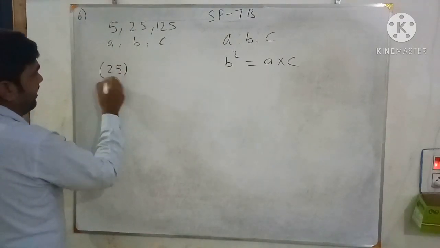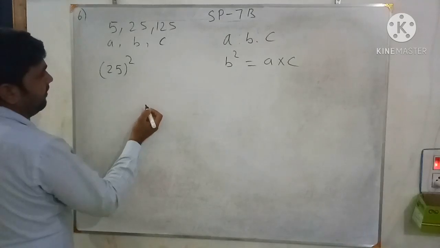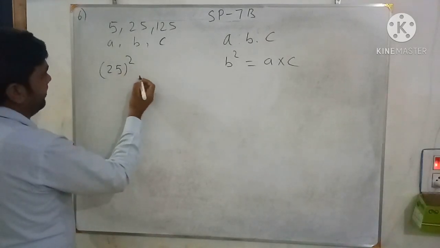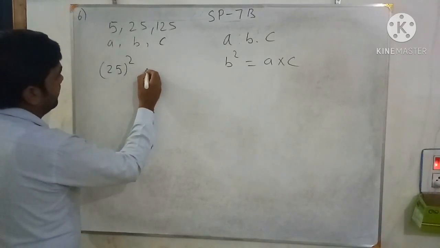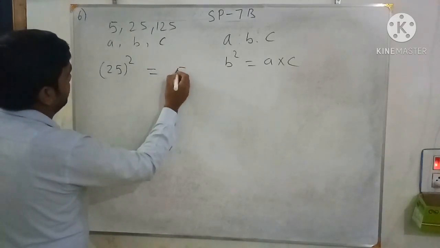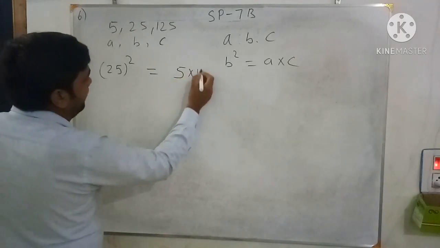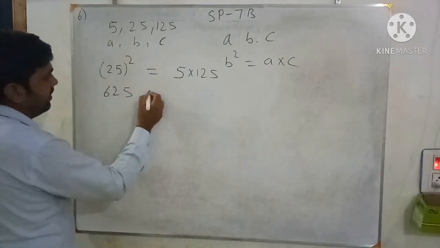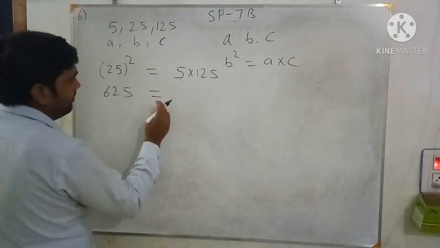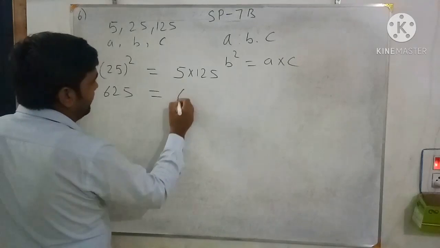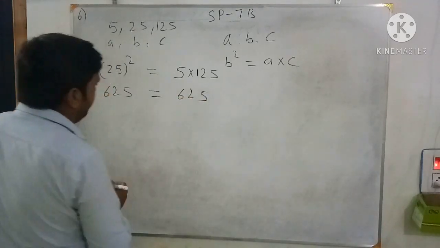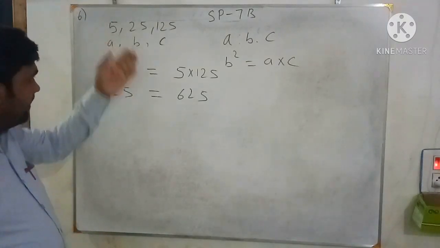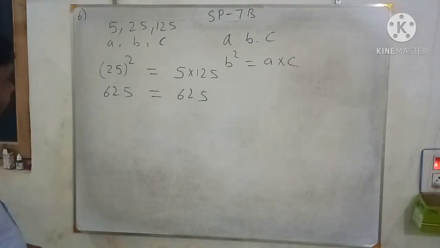So 25 square, and after that we find a into c, that is 5 into 125. See, are both equal or not? 25 square gives you 625 and 5 into 125 gives you 625. So these both are equal. Since b square and ac are both equal, the given numbers are in continued proportion.